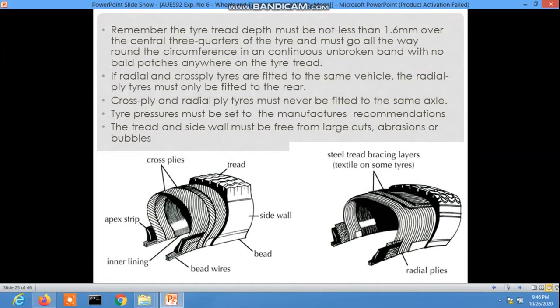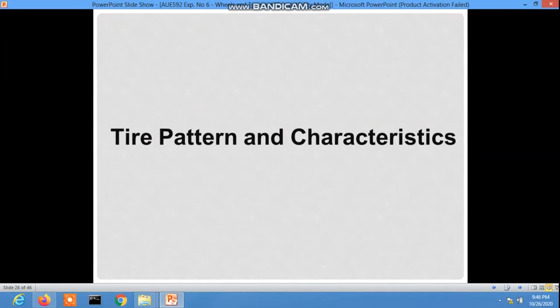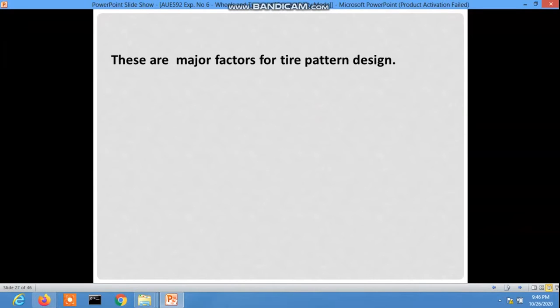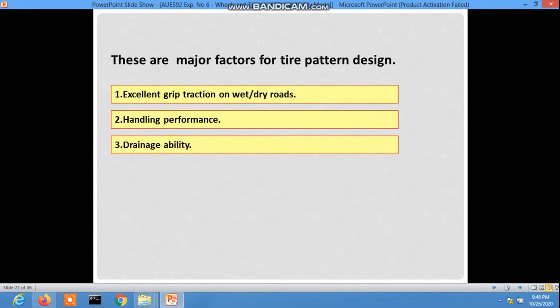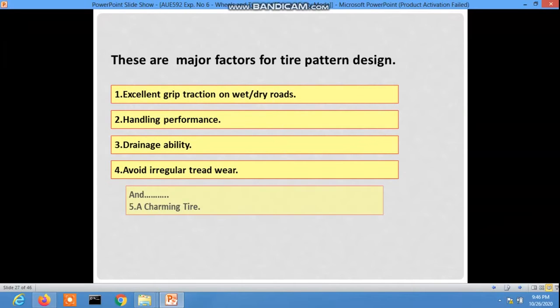anywhere on the tire tread. Tire pattern and characteristics, these are the major factors for tire pattern design. One is excellent grip traction on wet or dry road. Second, handling performance. Third, draining ability. Fourth, avoid irregular tread wear. And fifth, a charming tire.